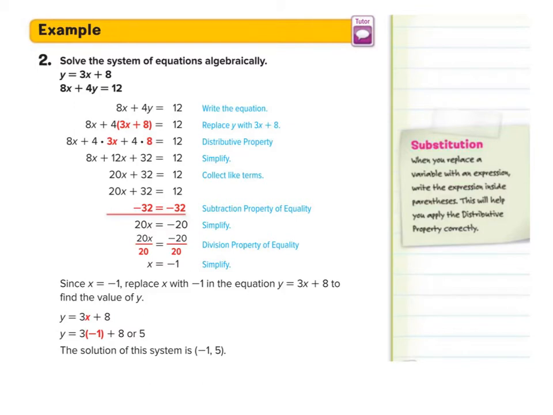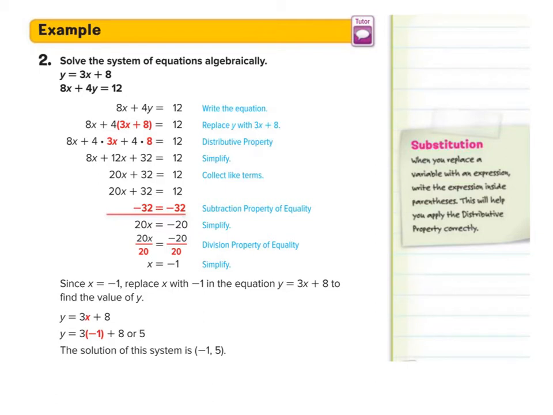Then we are combining like terms, so you're combining the 8x and the 12x to make 20x, and we're left with 32 equals 12. Subtract 32 on both sides, and we get 20x equals negative 20. Divide by 20 on both sides, and we find that x equals negative 1.